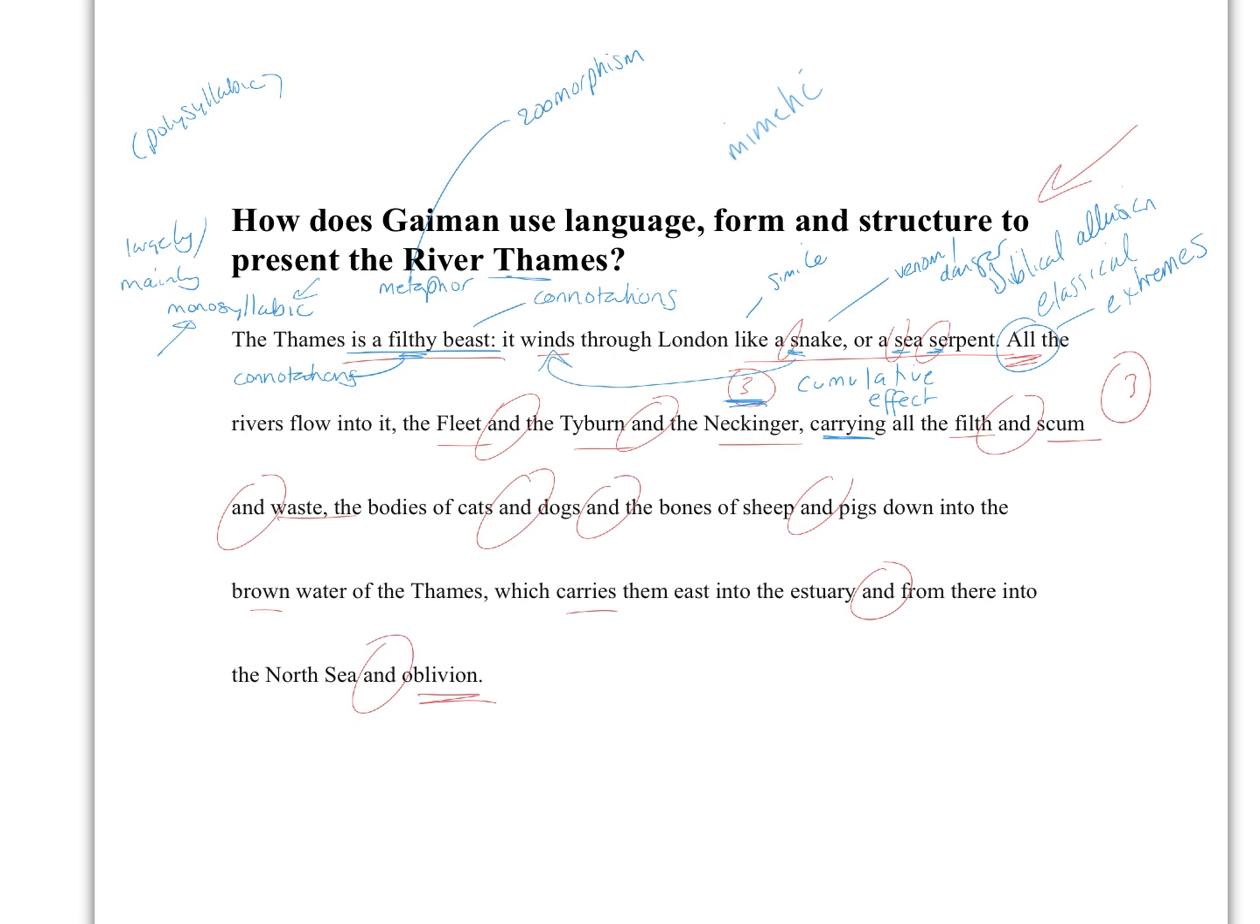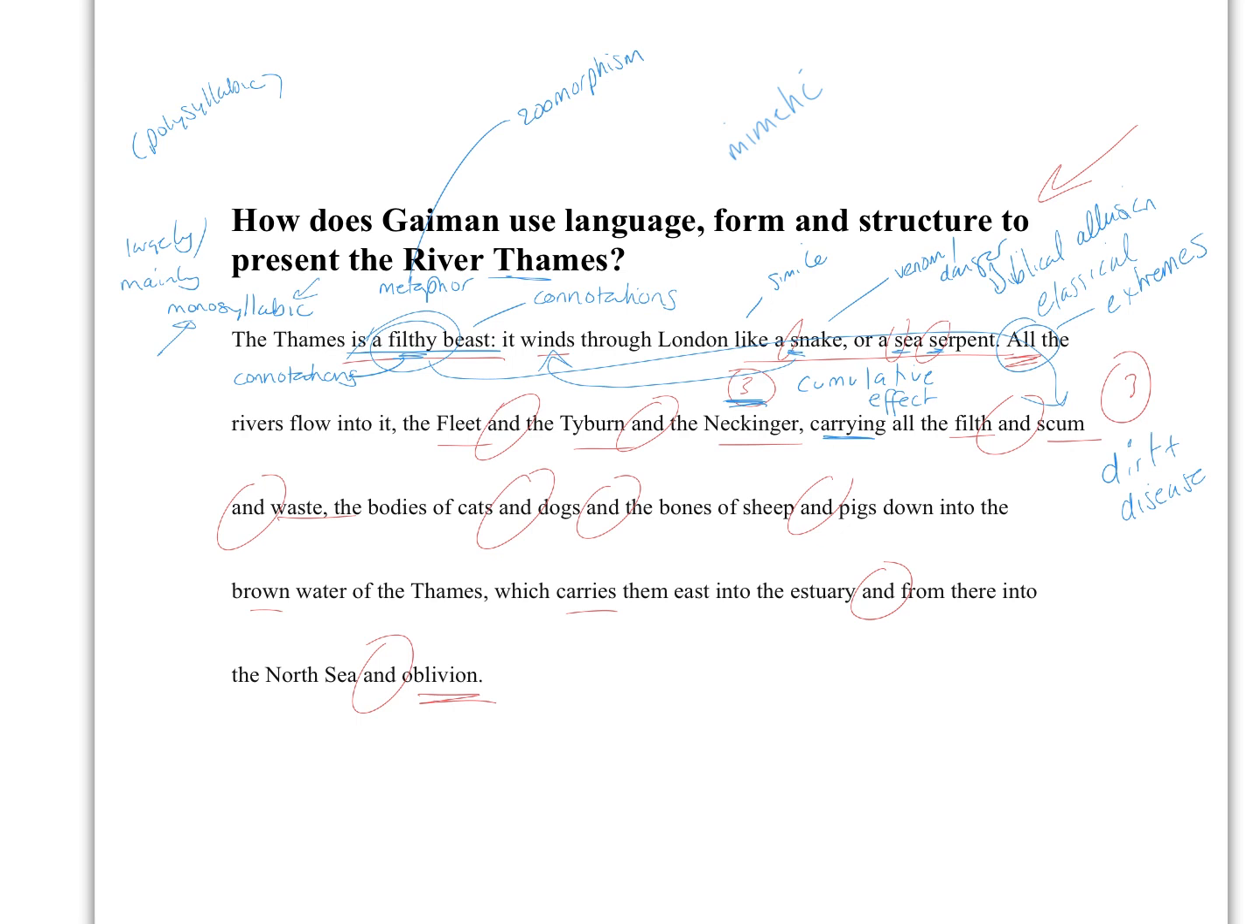Now, one of the reasons for annotating is to link these ideas together, because when I'm talking about the dirt and disease connotations here, I maybe want to say, added to by this effect down here, because I don't want to just keep coming back to, oh, and it's dirty, oh, and it's dirty. As much as I can, I want to plan my answer and get everything together. So we've got the filth and scum and waste.